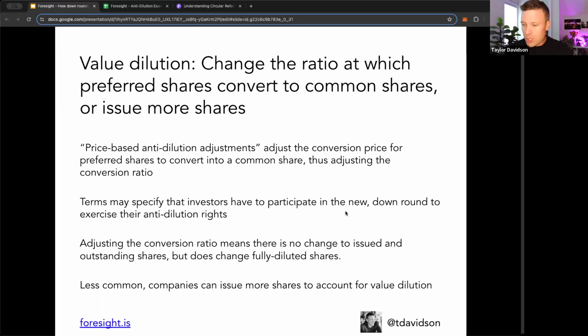Now, adjusting the conversion ratio doesn't mean you actually issue new shares. It doesn't change the actual share count, but it does say that on a fully diluted as-converted basis, if everything was fully converted, then you would get more shares for that. This will make a lot more sense once we see the implementation in spreadsheets. You can also have this happen by issuing new shares. I have seen structures where you'll adjust the value dilution by issuing new shares. There's a couple parts to this.